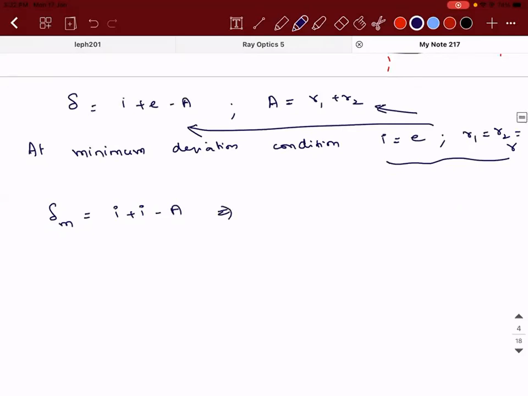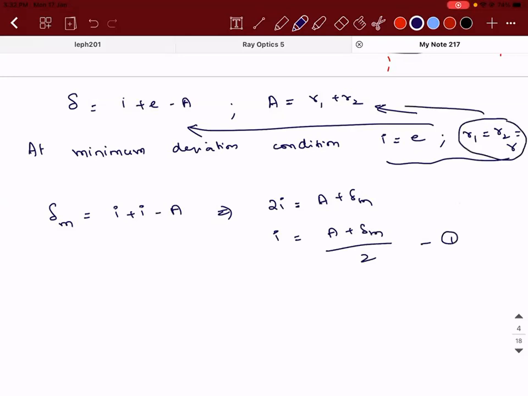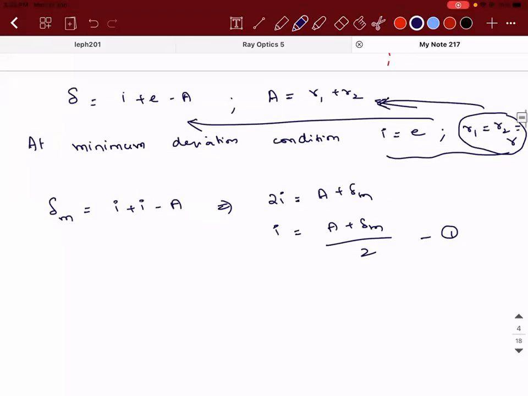Which implies 2I will be equal to A plus delta m, and I will be equal to (A plus delta m) divided by 2. Let me call this equation number 1. Similarly, if I take R1 equal to R2 equal to R and substitute it here, then A will be equal to 2R, which implies R is equal to A by 2. Let this be equation number 2.